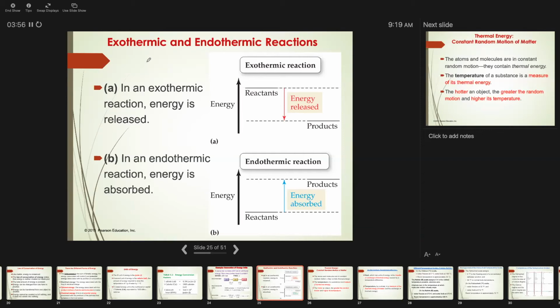So the opposite: when you keep water in the refrigerator and it has to become ice, that means it has to release energy. Why? Because water molecules are moving fast.